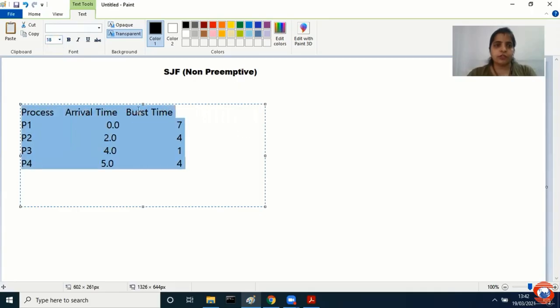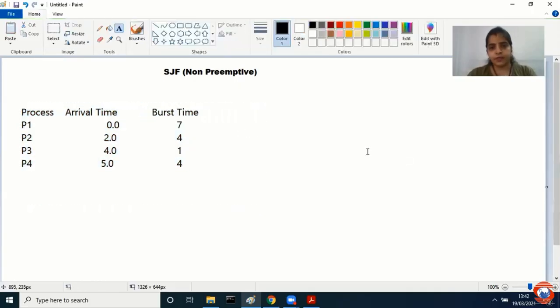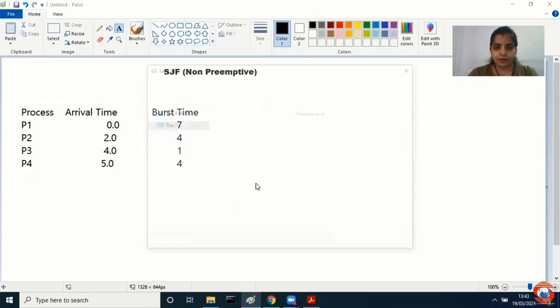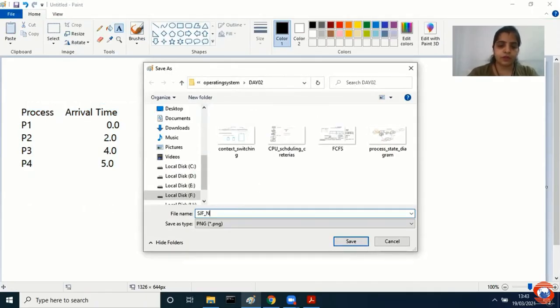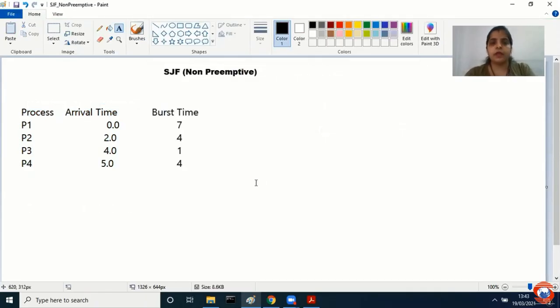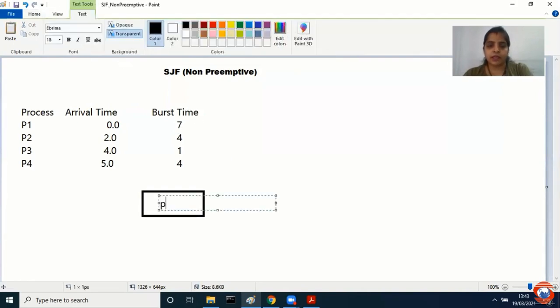I want to go for shortest job first, which is non-preemptive, right? SJF, non-preemptive. Process P1 requires up to 7. Process P1 will get executed.